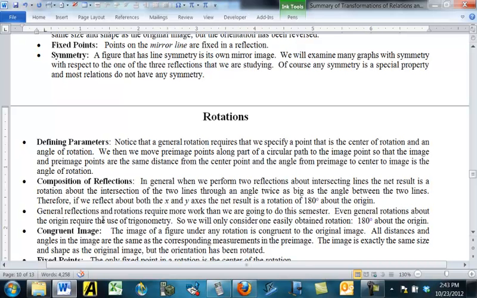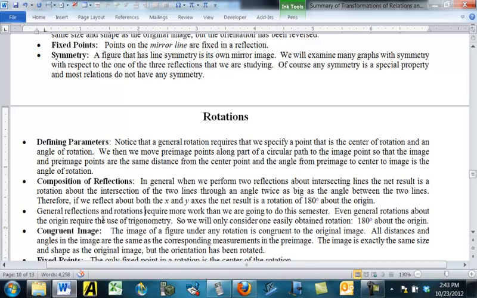The image of any rotation, you take a pre-image, rotate it and get an image. Your image will be congruent to the original. Angles within it will be preserved, as well as distances. So again, the image is the same size and shape.